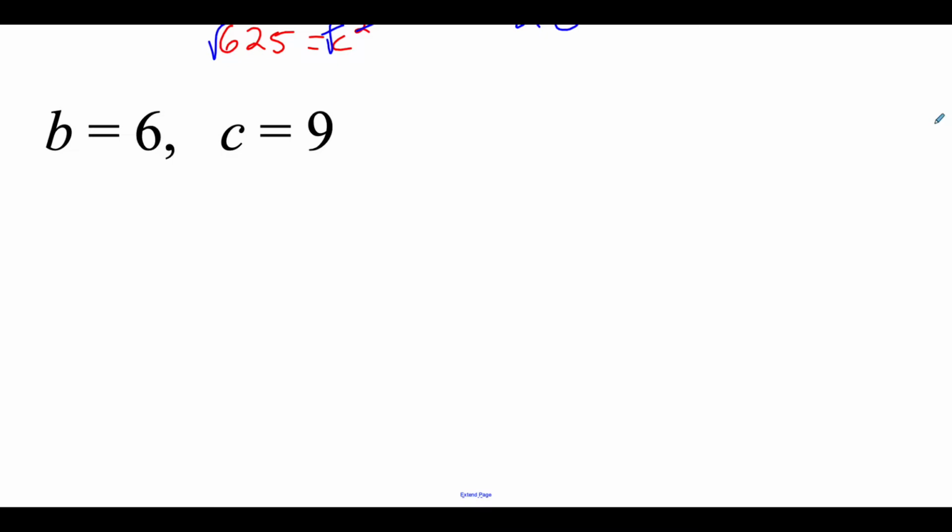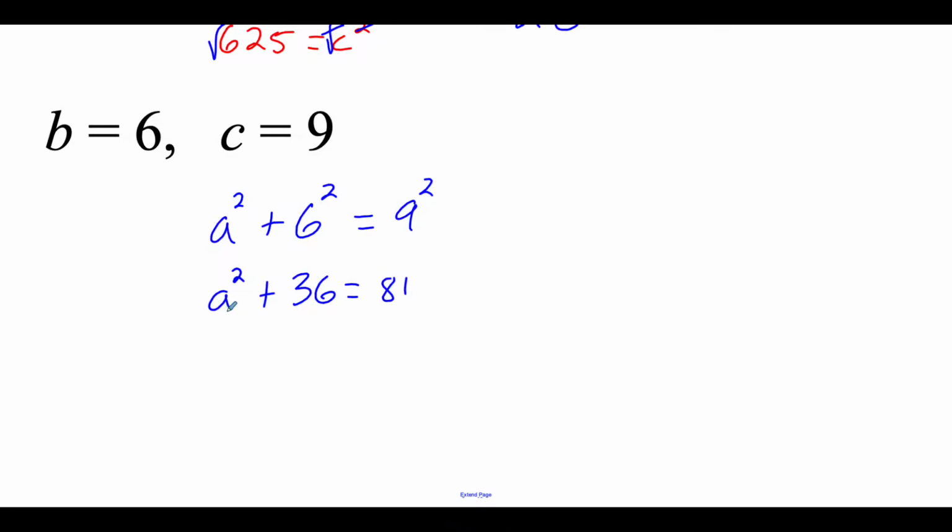Now in this example, we've got a b value of 6 and a c value of 9, so we're missing the a value. So again, we're going to use the Pythagorean Theorem, a squared plus b squared equals c squared. I don't know what a is, so I'm going to leave that as a squared. I know that my b value is 6, so I'm going to go 6 squared. And I know that my c value is 9, so I'm going to go 9 squared there. Now, there's not much that we can do with a squared, so I'm just going to leave it as a squared. 6 squared is 36, and 9 squared is 81.